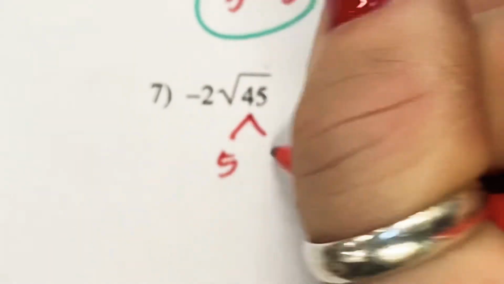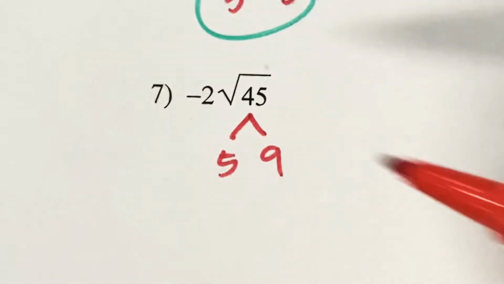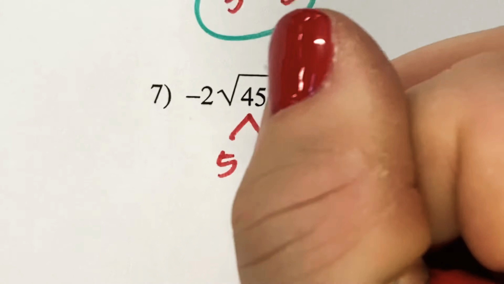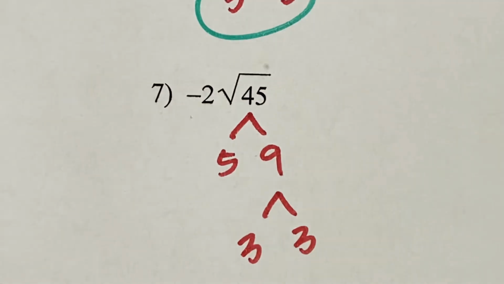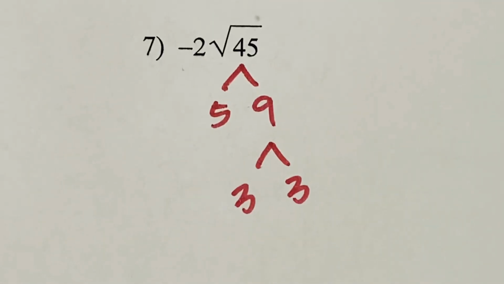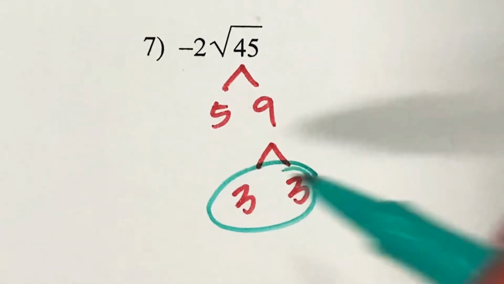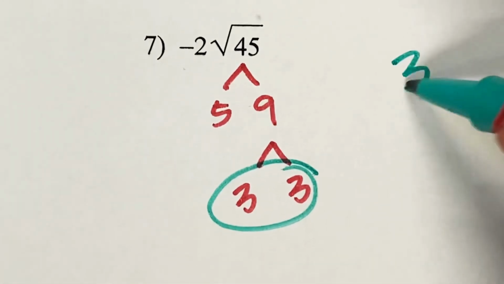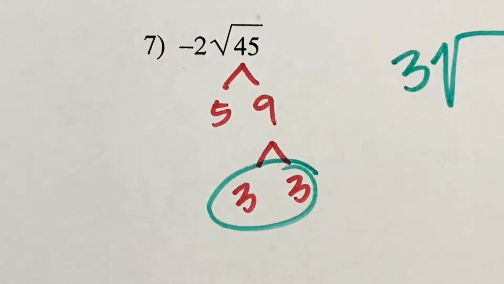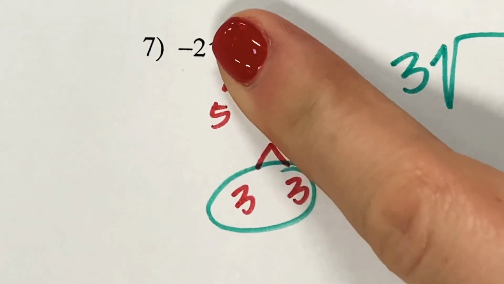I know 5 times 9 gives me 45, right? And then 9 gives me a 3 and a 3. So I know that the 3s can couple up and leave my radical. They create one couple. The 5 was the only thing left inside.